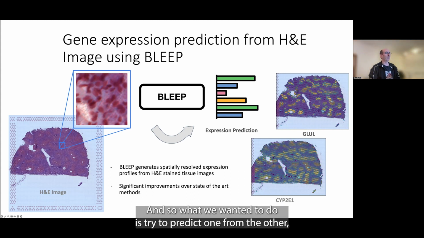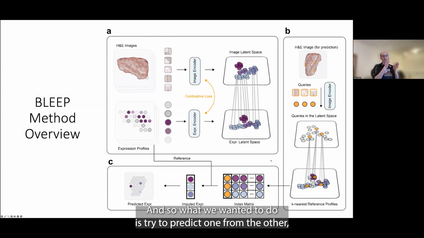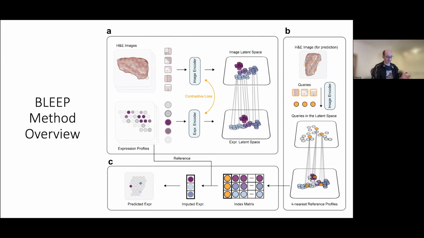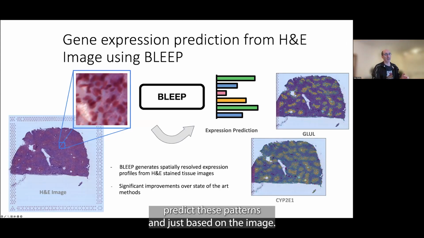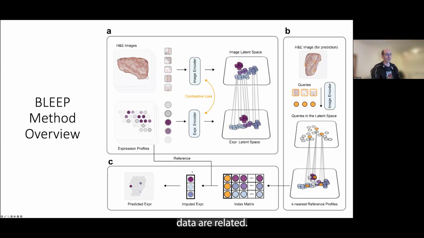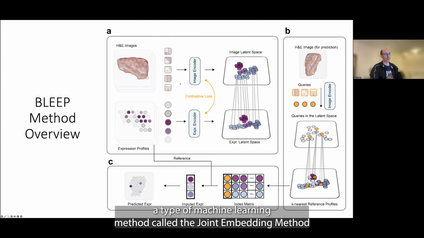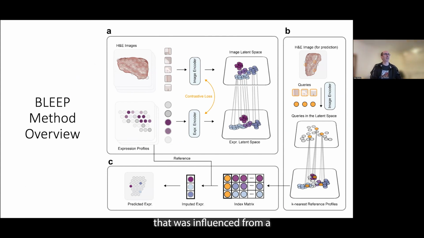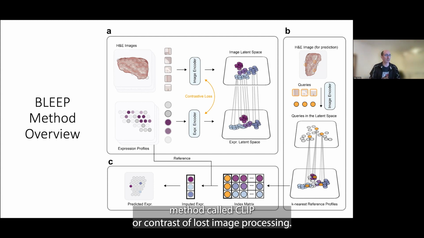And so what we wanted to do is try to predict one from the other. We're wondering if we could take an image and try to predict these patterns just based on the image. And that would help us understand how the image and the gene expression data are related. So we used a type of machine learning method called the joint embedding method that was influenced from a method called CLIP, or contrastive loss image processing.